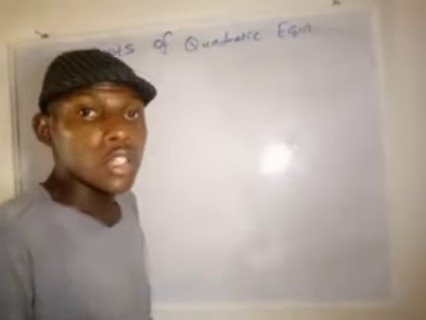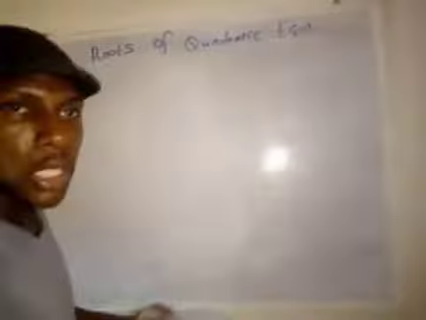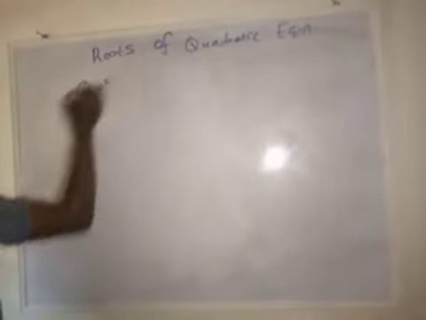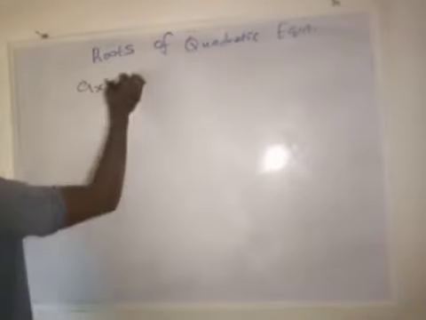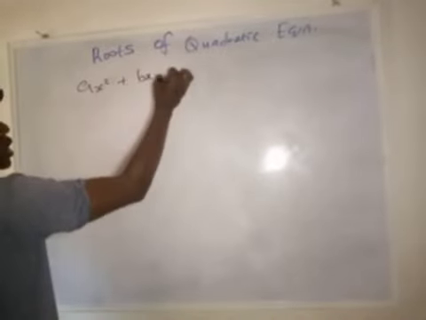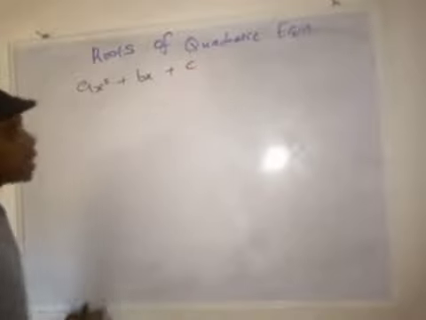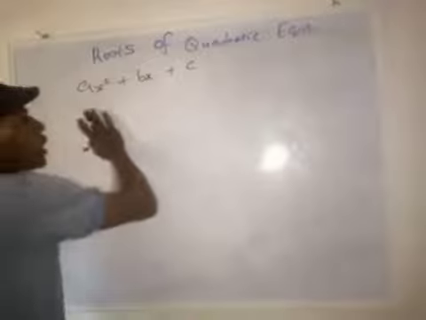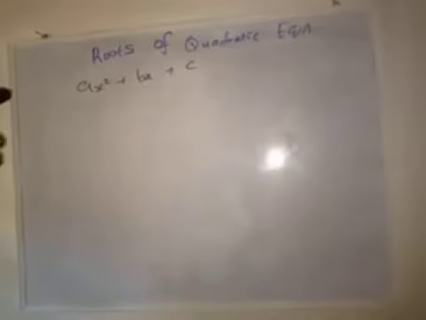We are going to be looking at various expressions of roots and how they can easily be expressed. Now, a quadratic equation is always in the form of ax squared plus bx plus c. This is a normal quadratic equation form.